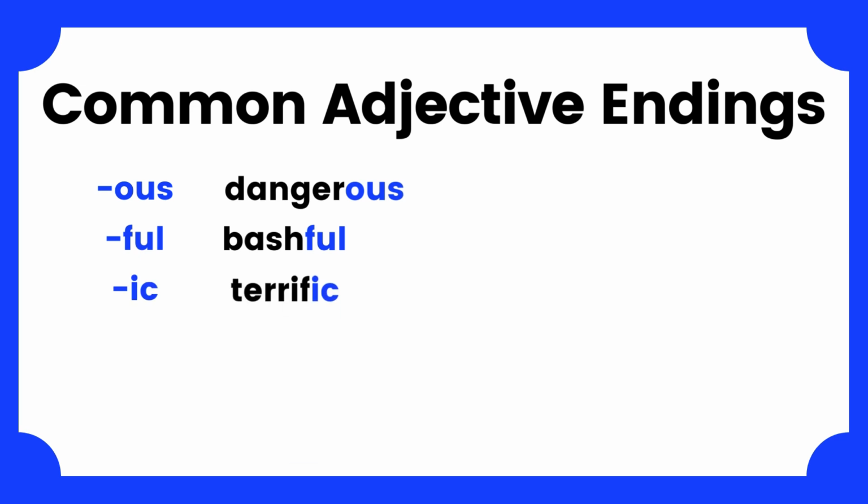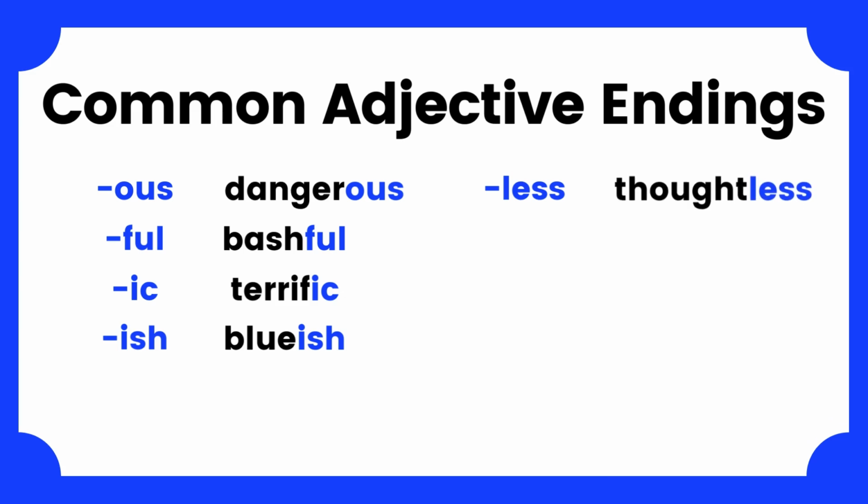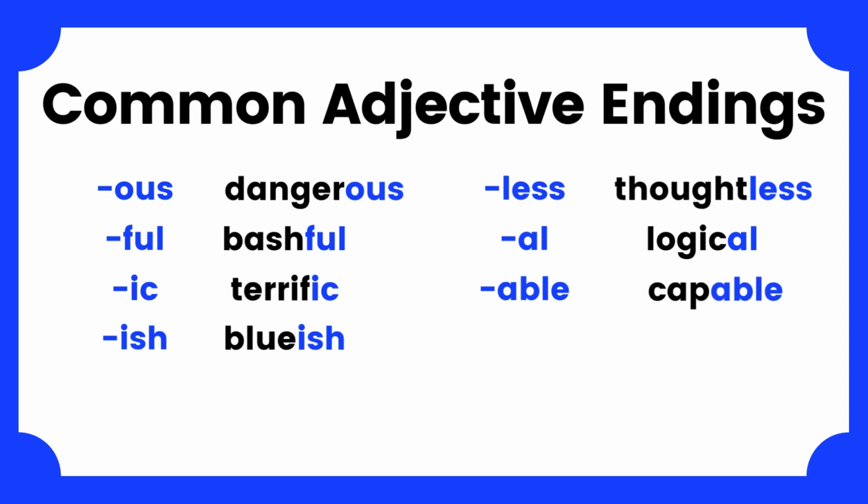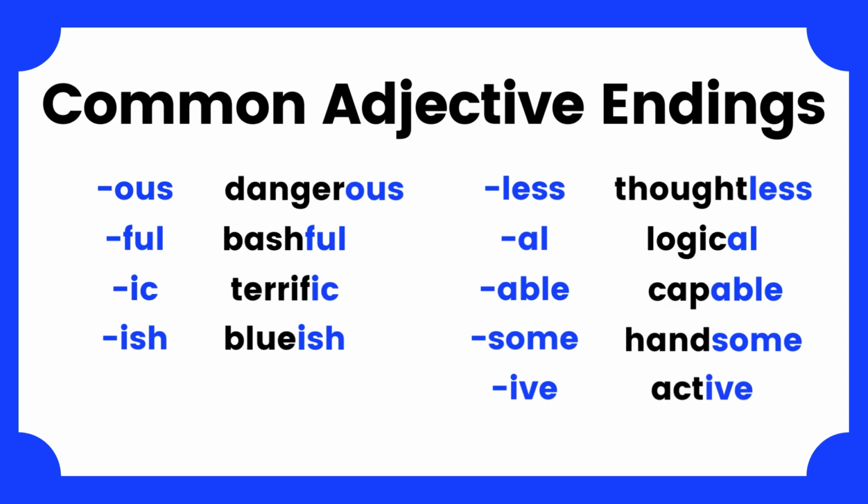IC, like terrific, ISH, like bluish, LESS, like thoughtless, AL, like logical, ABLE, such as capable, SOME, like handsome, and IVE, like active.